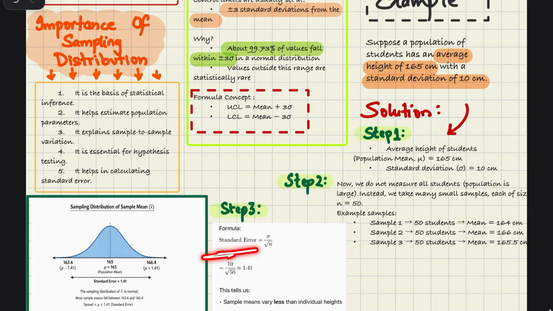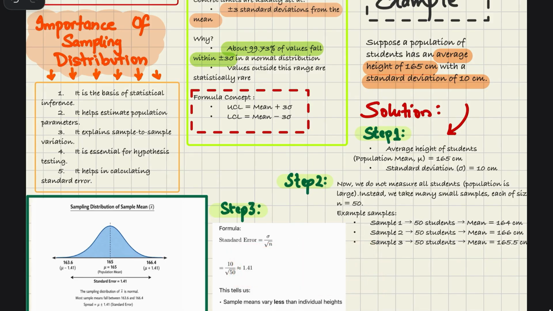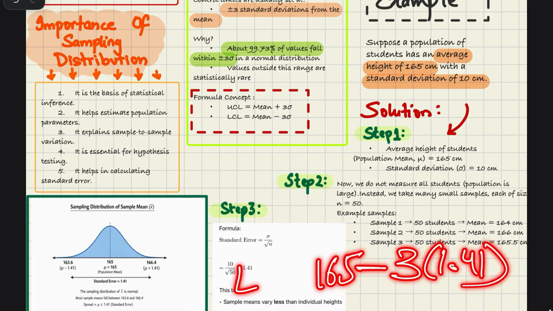Standard error, like I told you, is calculated by the standard deviation divided by the square root of the population size, which is 50. So we come up with 1.41 as the standard error. Now this is what we'll put in the formula. So first we have 165, right? So 165 minus 3 into 1.41. This is how we are calculating the lower limit, right?